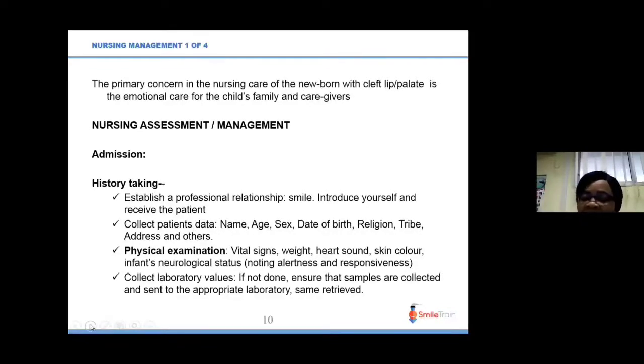Heartbeats, heart sound, color of skin, some come with rashes, skin rashes and all that. So you take care of all these and report accordingly. Infants, neurological status. Is this child alert, responsive?